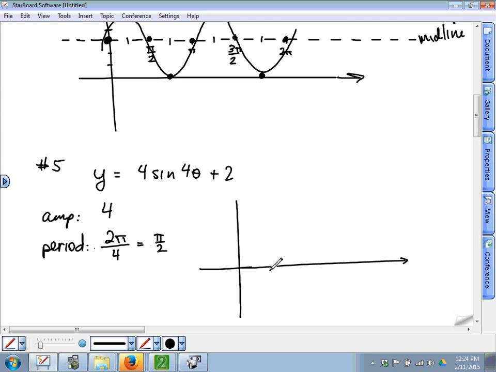Instead of marking up the x-axis, we have to consider what's happened here. It's plus 2. That means the midline has shifted up 2 units. So I'm going to go up 2 units and draw the midline. Yep. Just so I can remember which one's the midline and which one's actually the x-axis.